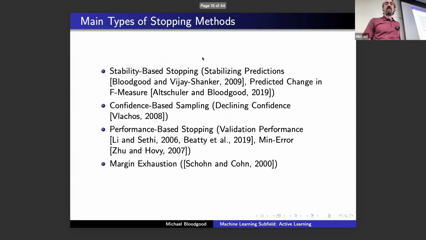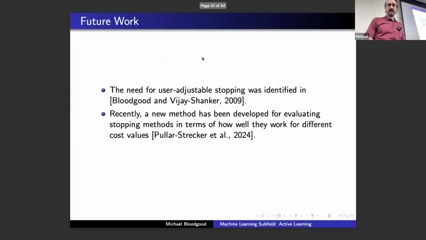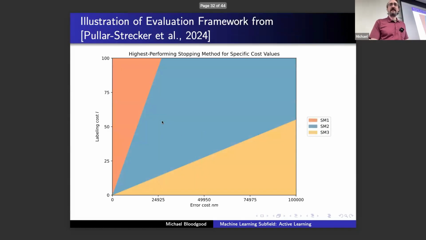These things are important to trade off. And recently, there was a breakthrough on how to evaluate this. This Puller-Strecker et al., I'll give you the reference at the end. They came up with a really nice way to evaluate stopping methods in terms of how well they work for different cost values. And I'll show you the picture that illustrates that nicely. The y-axis is your labeling cost.